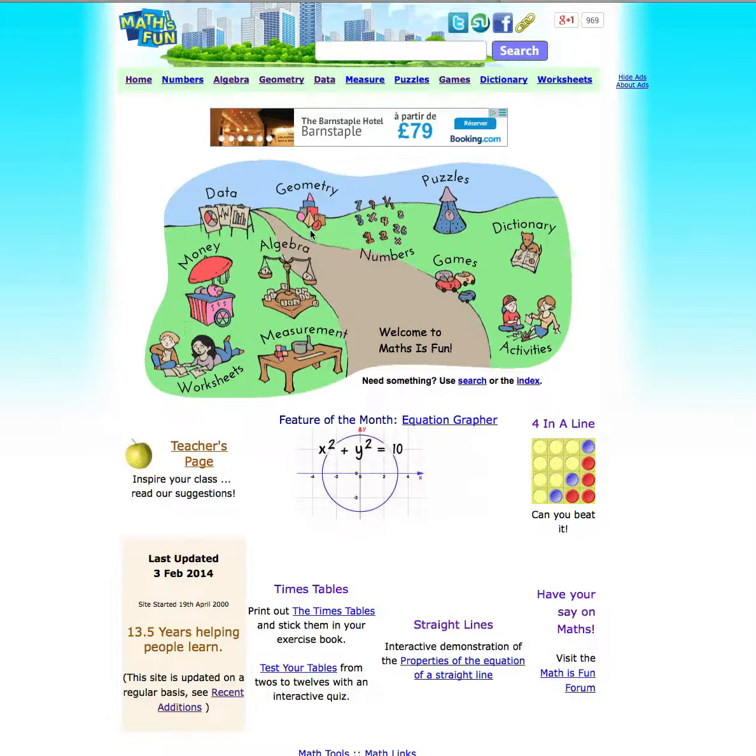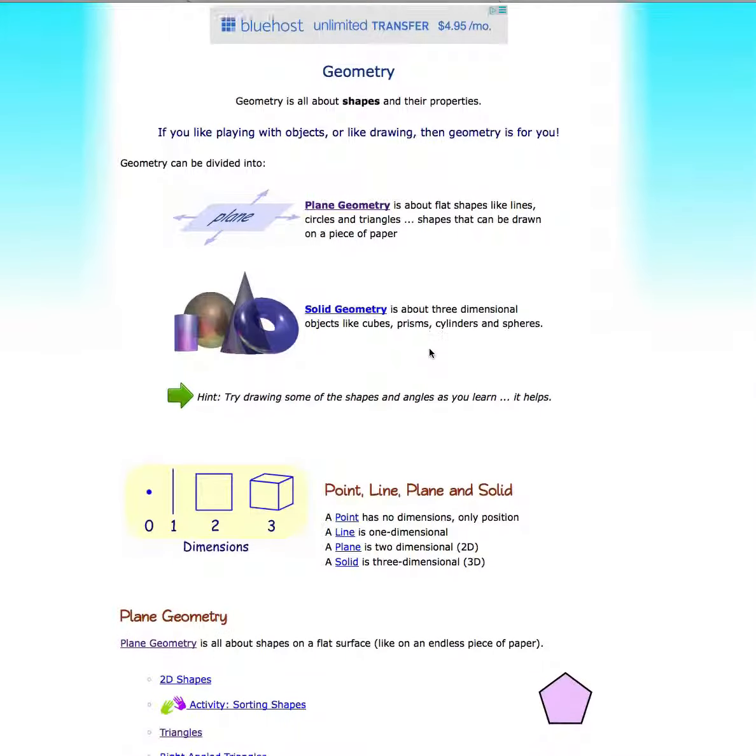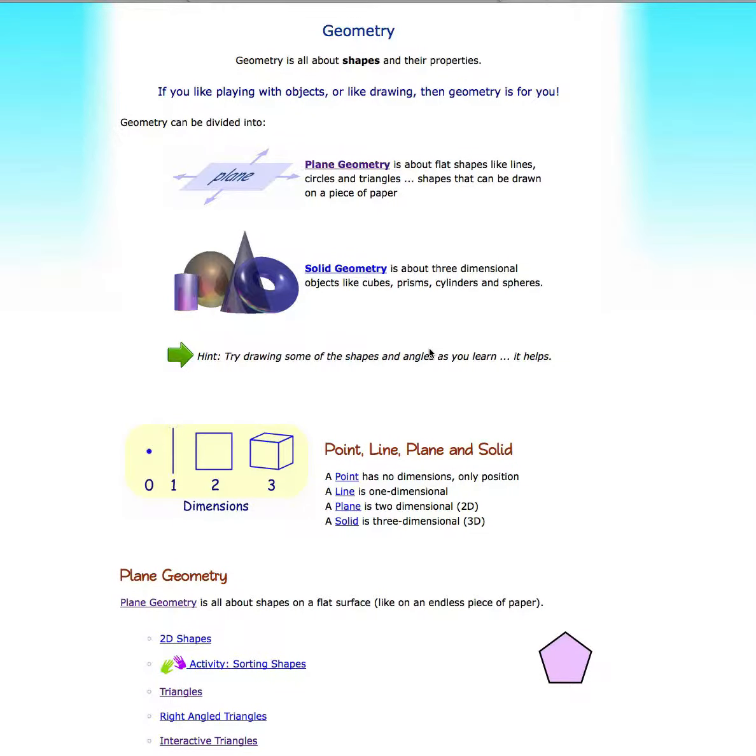In this video, I'll use the Maths is Fun website to explore the most common triangles and quadrilaterals, and I'll also be looking at angles. I've fired up the Maths is Fun website and I'll choose Geometry and then scroll down to Plane Geometry and I'll select the Interactive Triangles tool.